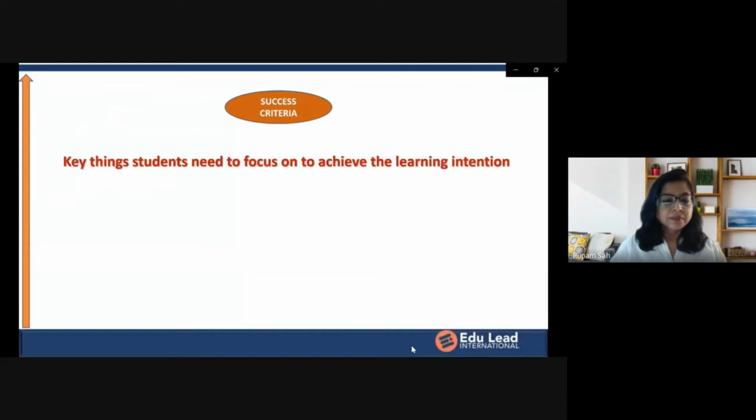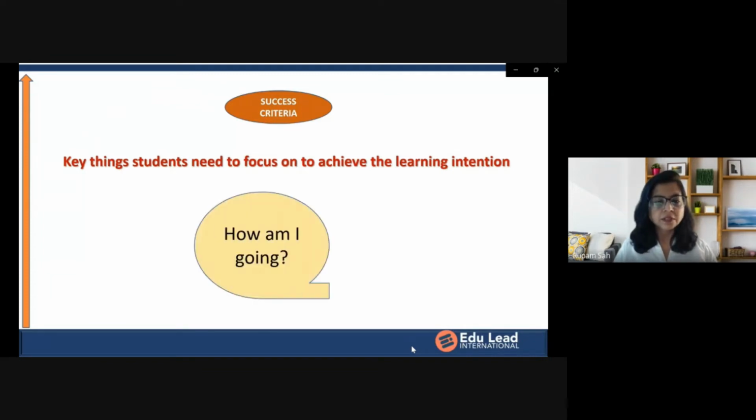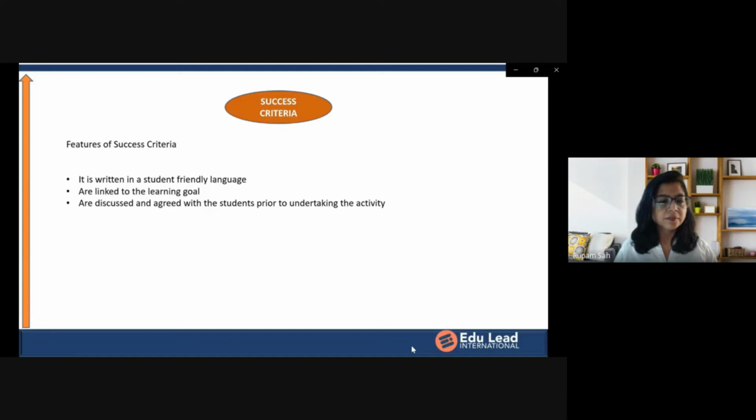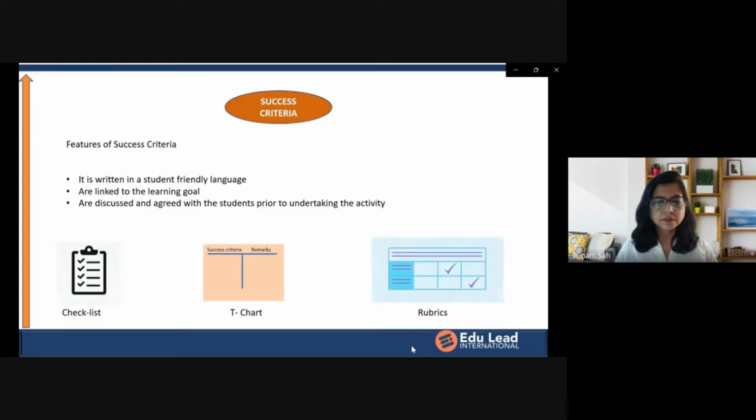Success criteria summarizes the key themes that the students need to focus on to achieve the learning intention. So it answers the question, how am I doing? So what are the special features of success criteria? First thing, it should be written in a student-friendly language. It should be linked to the learning goal. And also, it should be worked out with the students before starting the activity. It can be shared in the form of a checklist, or in the form of a T chart, or in the form of a unit.